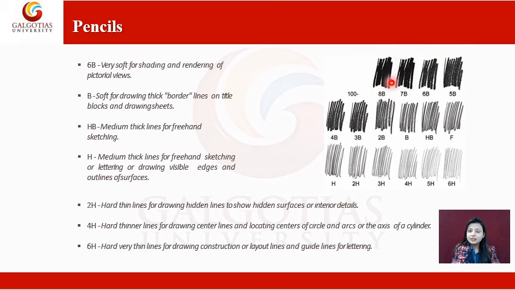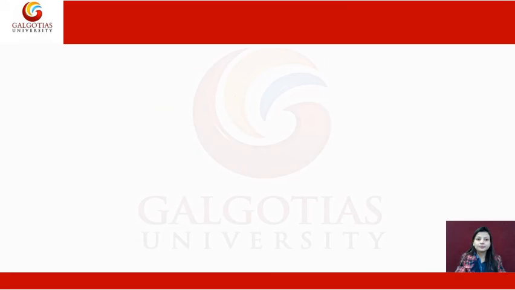So you can see how dark is 8B, then 7B, 6B, 5B, 4B, 3B, and how light is 6H, 5H, 4H, 3H, 2H, and H. So these are the different shades of pencils.